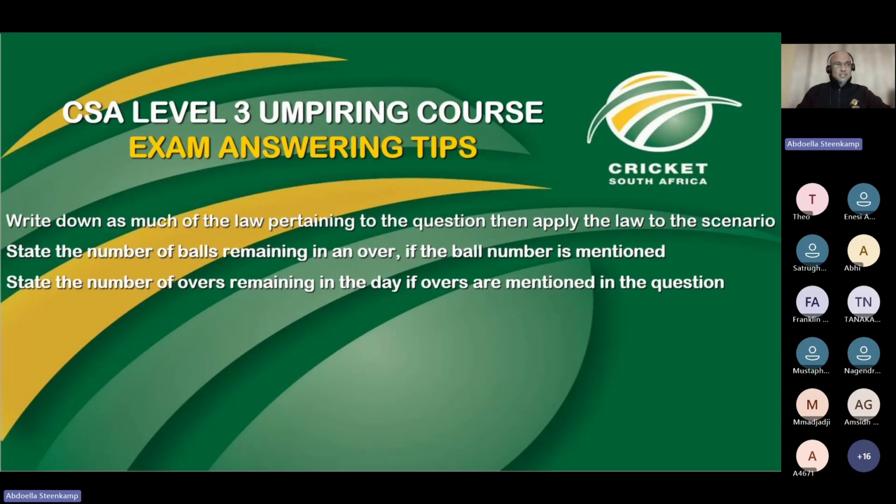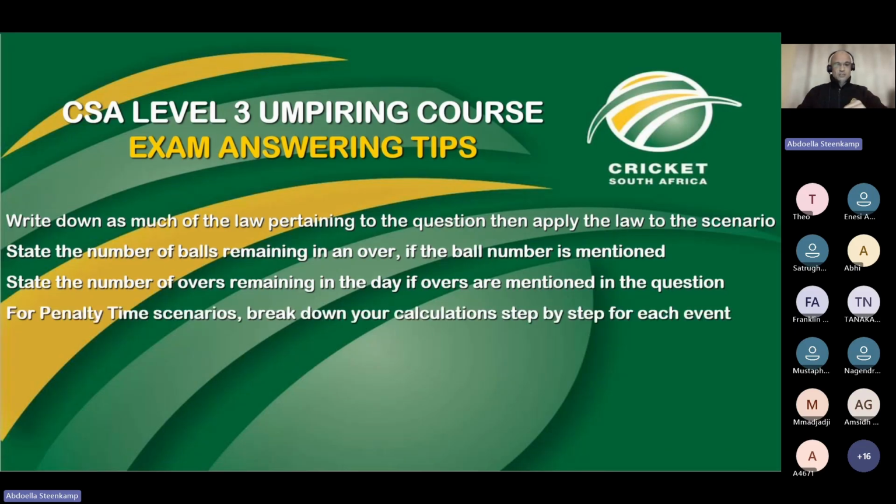When they do mention overs, and we will cover this and show you examples when we do our revision questions later today and next week Tuesday, always calculate how many overs remain in the day. In your question, they will put, let's say there were 100 overs to be bowled in the day. After 66.4 overs, side A is dismissed. Now they're asking you when will side B go bat, how many overs left. You need to put down as part of your answer how many overs are left.